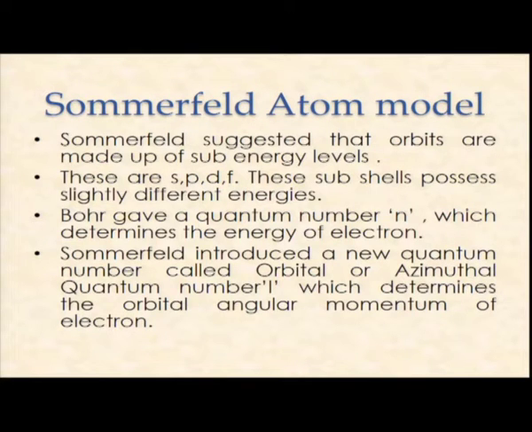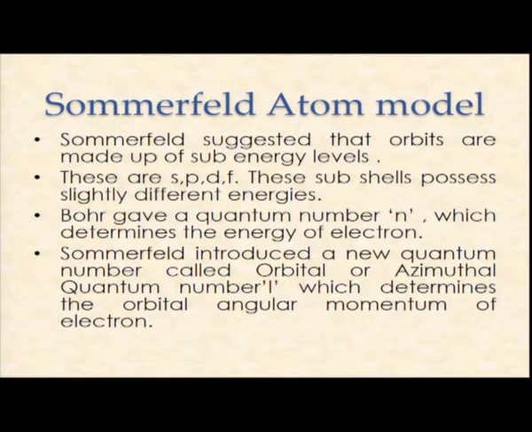Bohr gave a quantum number n, which is called the principal quantum number. This principal quantum number determines the energy of the electron and the name of the shell: K shell, L shell, M shell, N shell, like that. We are using electron shells, and those shells are named based on the values of the principal quantum number.